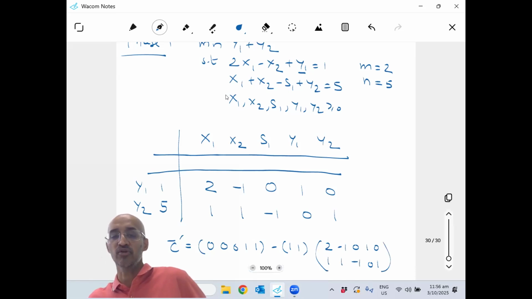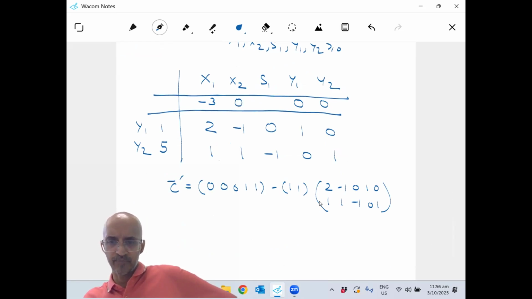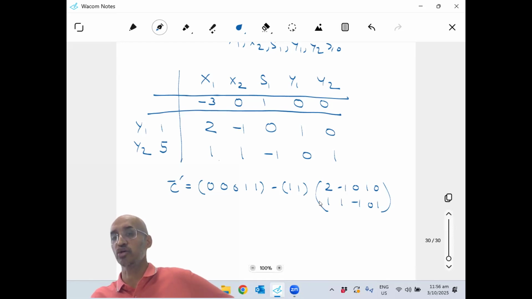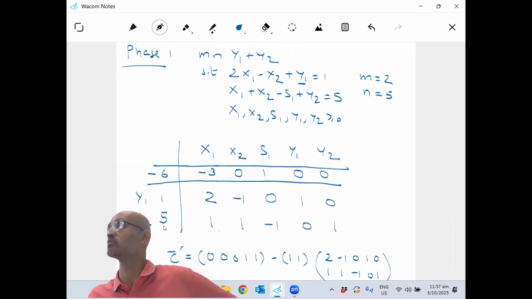If you just calculate this, basic variables will have reduced cost of 0. Non-basic variables, the reduced cost will be what? It will be 1 times 2, 1 times 1, that is 3, so this should be minus 3. This should be minus 1 plus 1, 0. And this should be minus 1, so this should be, I guess, 1. Is that clear what I'm doing? I'm using the cost for y1, y2. And what is the cost of this objective? y1 is 1, y2 is 5, so total cost is 6. So I have to enter here minus 6.